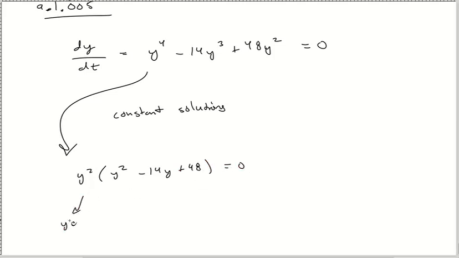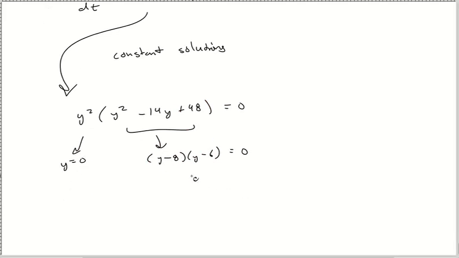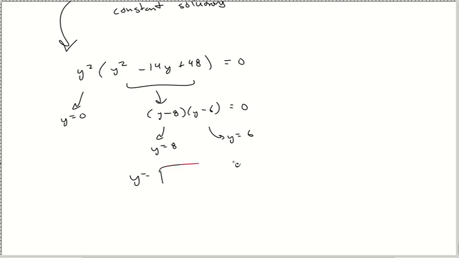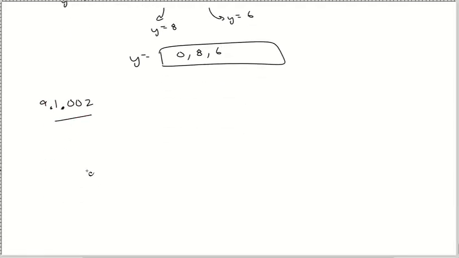And so we got y equals 0. And this guy factors to be (y minus 8) and (y minus 6). And so then we got y equals 8 and y equals 6. And so my final answer is 0, 8, and 6. And that's it. That's the end of that problem. Seriously, nothing else.